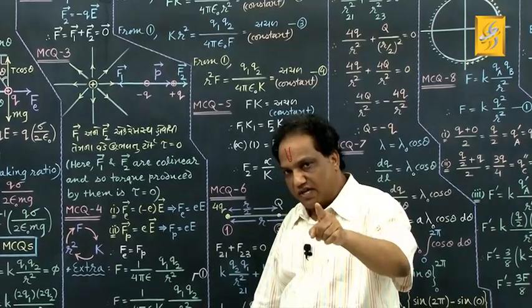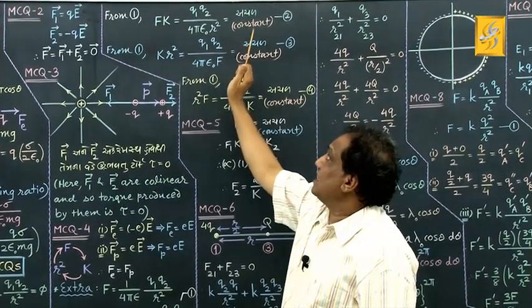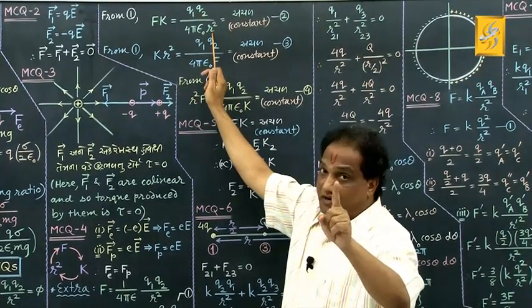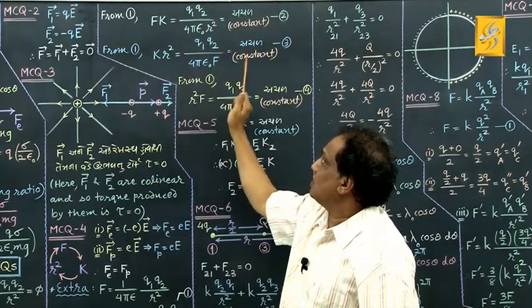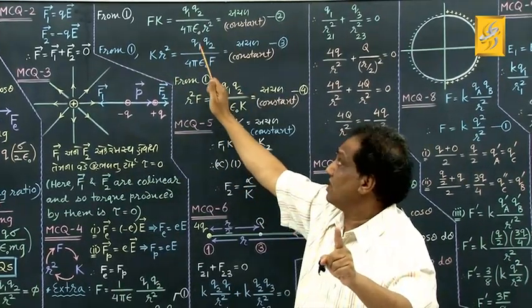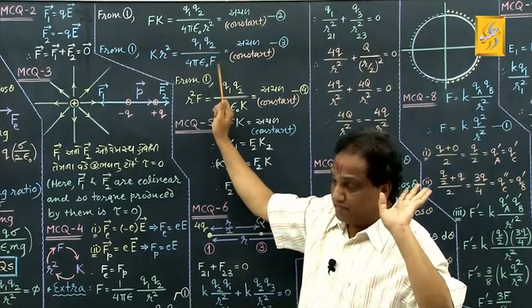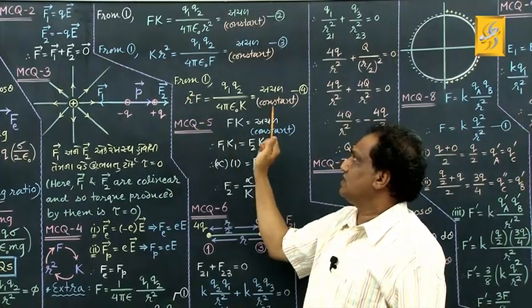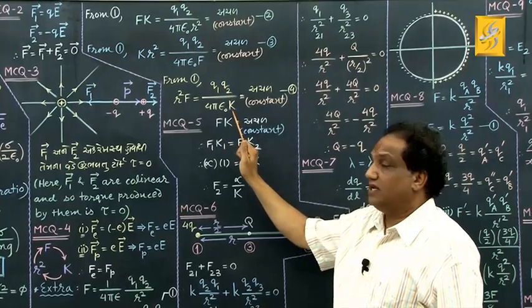Correct? But once again I am reminding you, you will write F into K equals to constant when you are talking about given charges separated by a given distance. You will use K into R square equals to constant when you are talking about given charges and a given Coulombian force exerted between them. And you will use R square into F equals to constant when you are talking about given charges placed in a given medium.